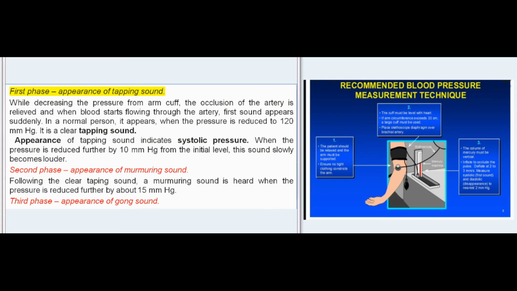When the pressure is reduced further by 10 mm Hg from the initial level, this sound slowly becomes louder. Second phase, appearance of murmuring sound. Following the clear tapping sound, a murmuring sound is heard when the pressure is reduced further by about 15 mm Hg. Third phase, appearance of gong sound.